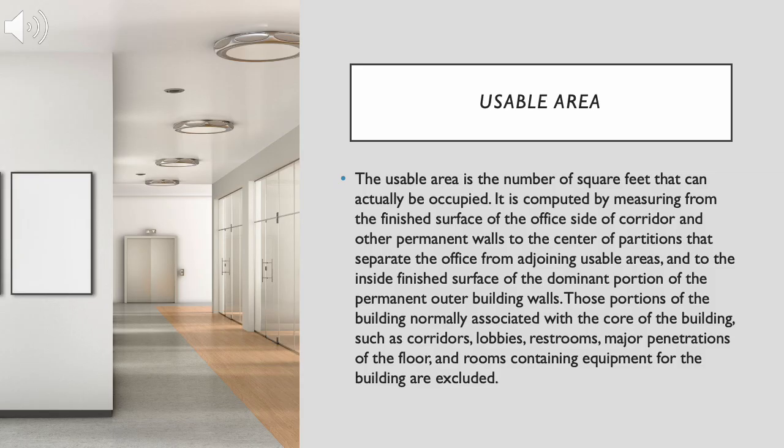Usable area. The usable area is the number of square feet that can actually be occupied. It is computed by measuring from the finished surface of the office side of corridor and other permanent walls to the center of partitions that separate the office from adjoining usable areas, and to the inside finished surface of the dominant portion of the permanent outer building walls. Those portions of the building normally associated with the core of the building, such as corridors, lobbies, restrooms, major penetrations of the floor, and rooms containing equipment for the building, are excluded.